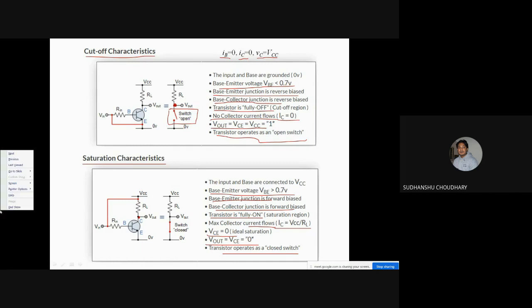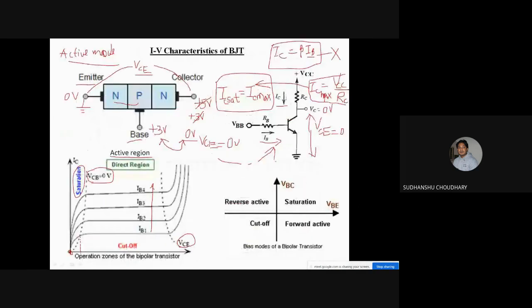So one can use a BJT as a switch in these two regions, that is cutoff and saturation. Now the region which is left is only the active region. That region, the active region, will be utilized for amplification purpose. That is this middle region here, from here to here.